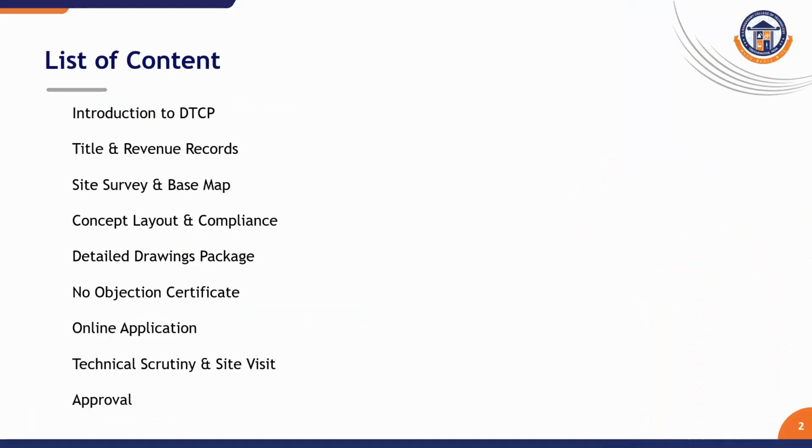To provide a clear roadmap for today's discussion, we will cover the following key areas. We will begin with an introduction to the DTCP and its role. Then we will discuss the importance of title and revenue records. This will be followed by steps involving site survey and base map preparation. We will then look into the concept layout and compliance with development rules. Next, we talk about the detailed drawing package and the process of obtaining a no objection certificate. We will also cover the online application process, technical scrutiny and site visit, and finally the approval process.